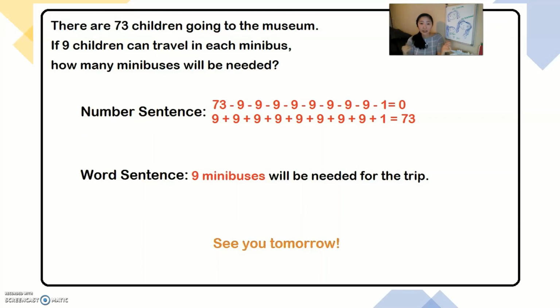And our 9 plus 9 plus 9 plus 9 plus 9 plus 9 is actually the method that I used for our first method and our second method for the drawing and the adding up. You're just adding it all up so that you can get to your final number. Or for the first one, the 73 minus, you're just subtracting it so that you can actually get to 0 because you're putting people on buses. The word sentence that I used was 9 minibuses will be needed for the trip.